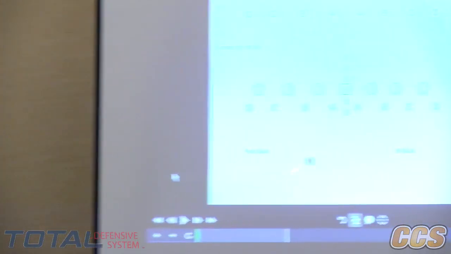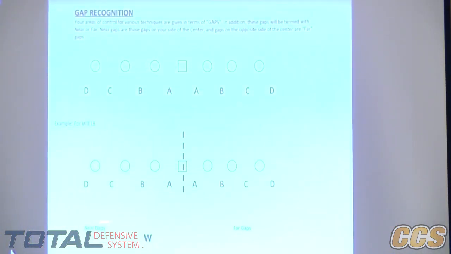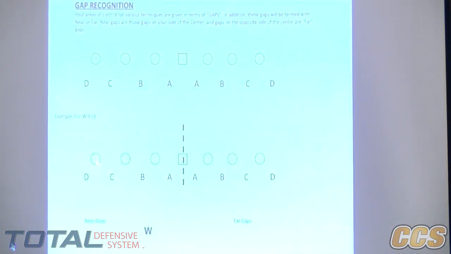Gaps, I just go through this. Everybody knows A gap, B gap, C gap, D gap. If I'm talking the Will linebacker, this stuff I give my players to make sure they know it. The near gaps for the Will are on his side of the center. If I say far A, far B, so they understand what we're talking about.